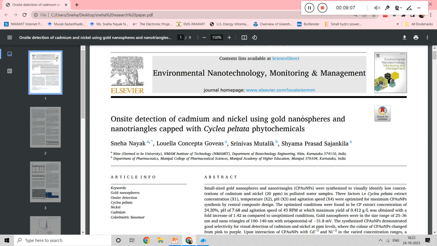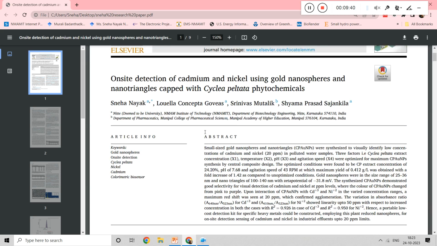So see this, now if I just write gold nanoparticles, it may not be that catchy. So what I have done is, because the characterization results showed nanospheres and nano triangles in that particular nanoparticle sample, I have added that in my title. So you can see here, and I've given the detection part first. So that is the catchy thing here. So on-site detection of cadmium and nickel using gold nanospheres and gold nano triangles capped with Cyclea peltata phytochemicals. So this is a green synthesis approach which we have tried. So this is my team.